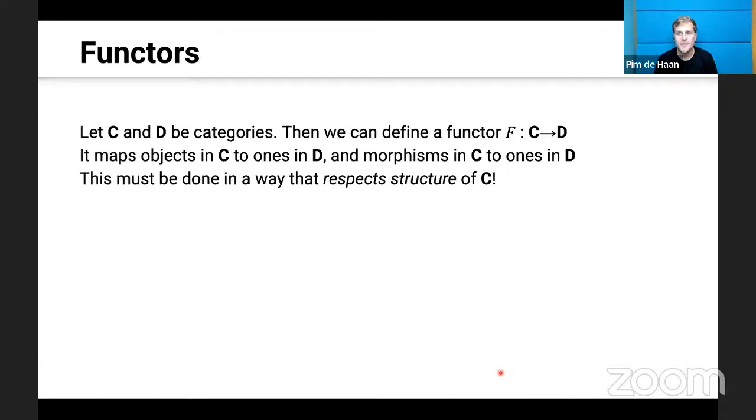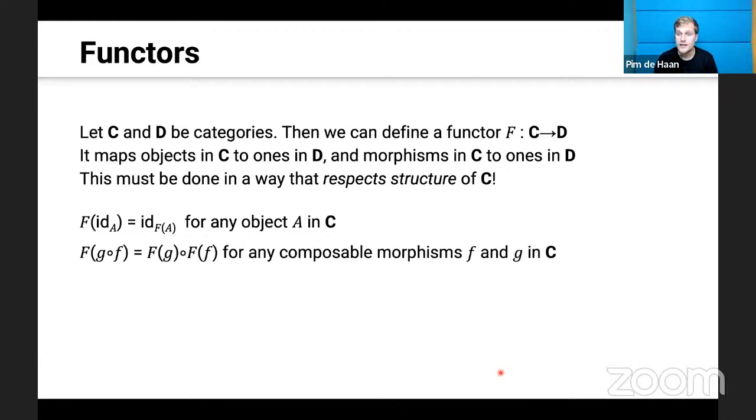So functors map objects in C to objects in D and morphisms in C to morphisms in D. And crucially, this must respect the structure of the category. What does it mean? It means that for any object, the identity is mapped to the identity, and that composition in C and then mapping with the functor yields the same morphism in D as applying the functor to the individual morphisms and then doing the composition in the category D.